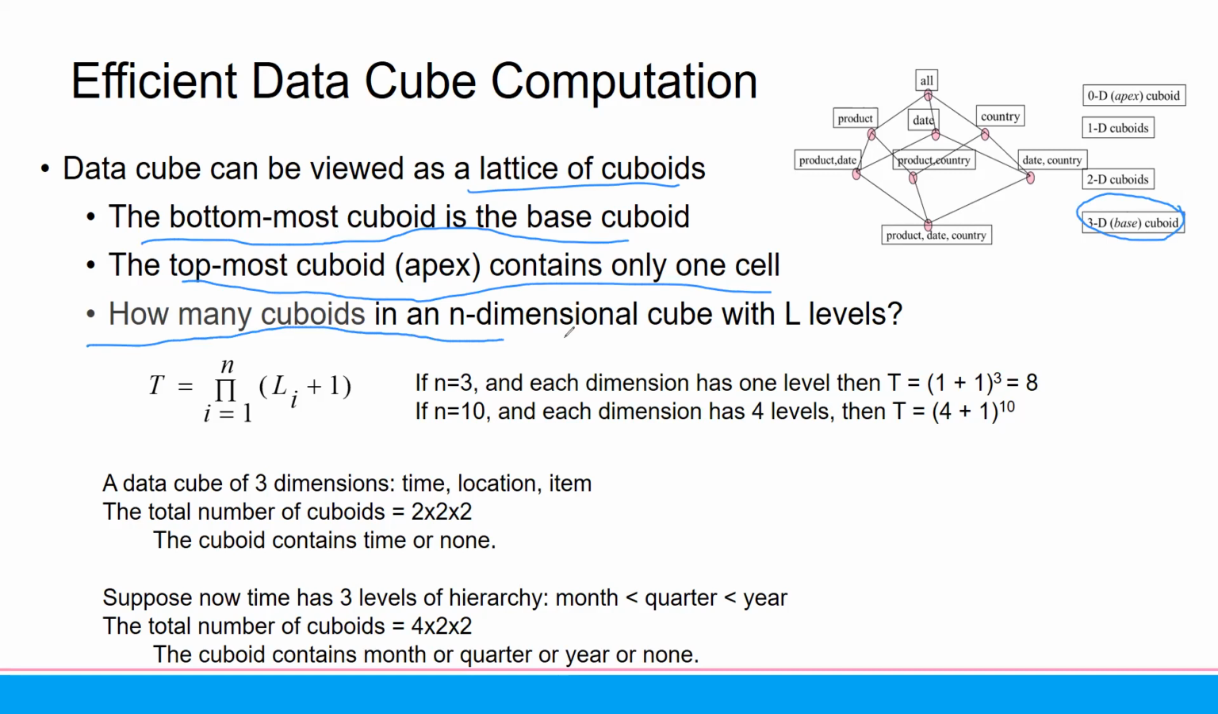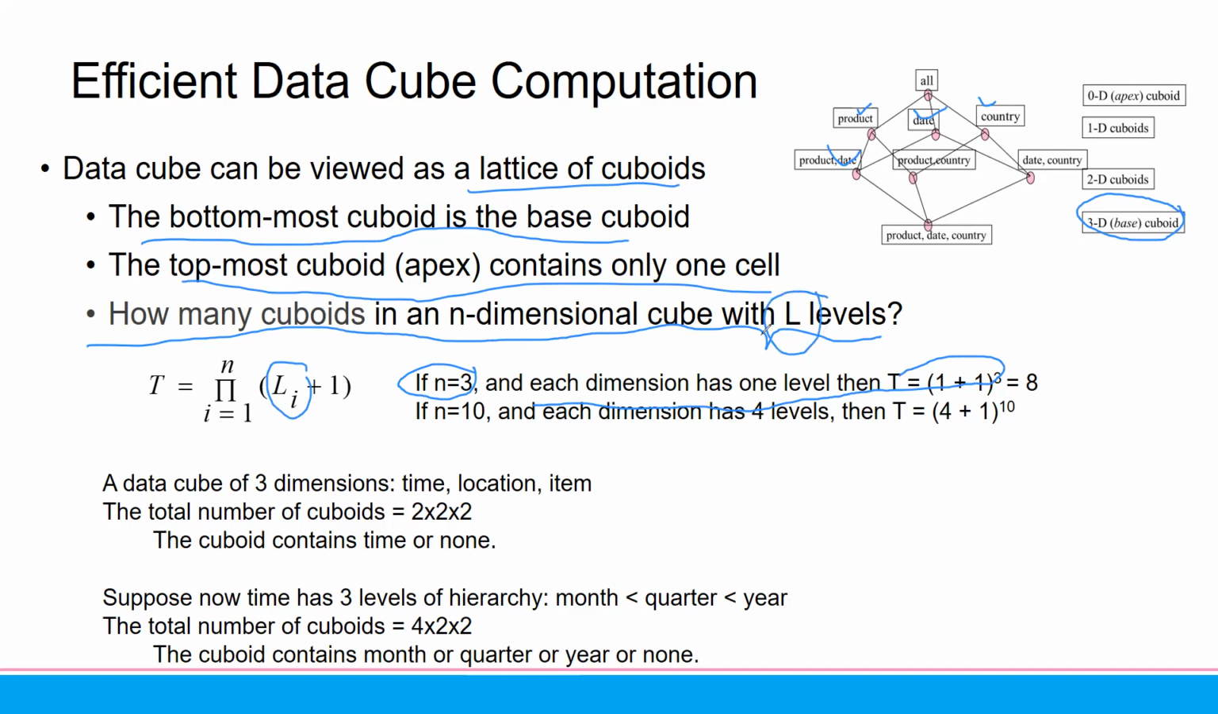So how many cuboids are in an n-dimensional cube with L levels? We already learned that we can calculate this item, this item, this item. How many of them? You can calculate, but I have a simple formula for this. If we have n equals 3, a 3-dimensional cube, and each dimension has one level, then T equals the product of (Li + 1). What is Li? Li is the level.